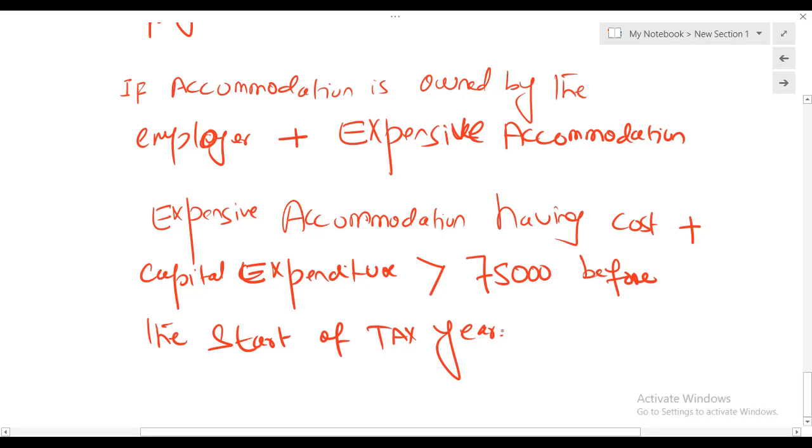Expensive accommodation means cost, original cost, plus the capital expenditure, both. If we add them, the answer comes more than 75,000, but before the start of the tax year, which simply means I'm adding previous capital expenditure into the cost of that accommodation. I'm not adding current year capital expenditure. If the answer comes more than 75,000, then this is an expensive accommodation. And in case of an expensive accommodation, additional benefit also arises.